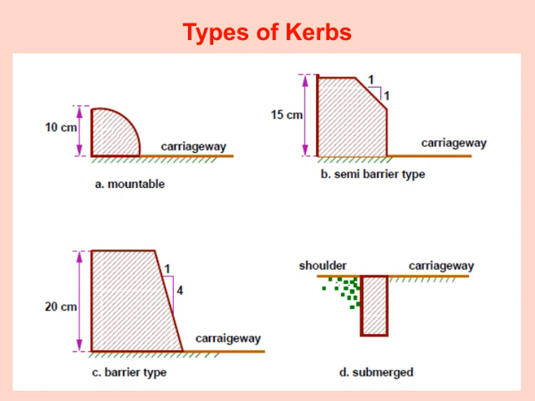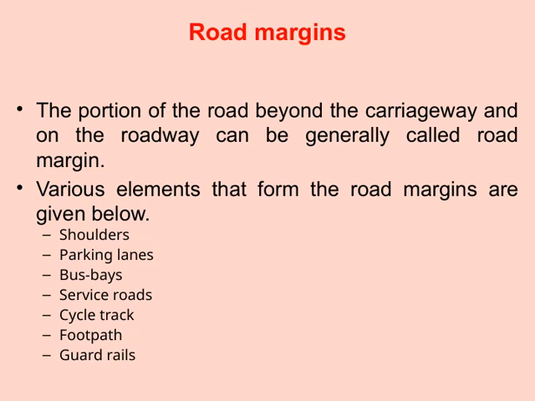Understanding these different types helps us choose the right curb for each setting, ensuring safety, functionality, and aesthetic consistency. This ties back to our overall goal of creating well-designed, safe, and efficient roadways. Now, let's talk about road margins. The portion of the road beyond the main carriageway, on the roadway, is generally called the road margin.